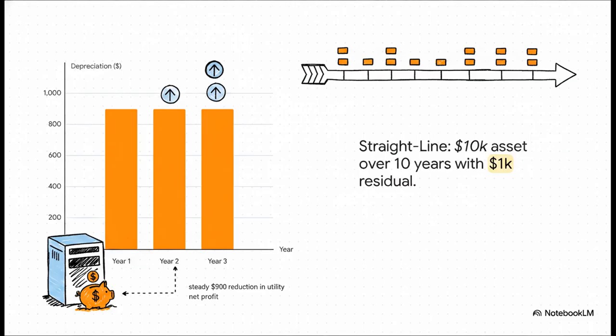You expect it to last 10 years, and you figure you can salvage it for $1,000 at the end. The straight line method takes that $9,000 of consumable value and simply divides it by 10. That yields a highly predictable, steady $900 reduction in utility every single year. It's simple, it's consistent, and it evenly impacts your net profit year over year.